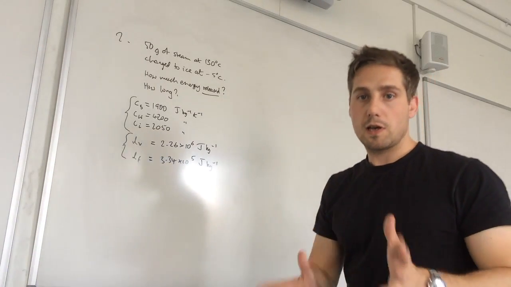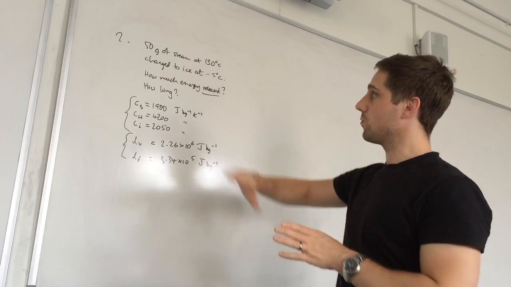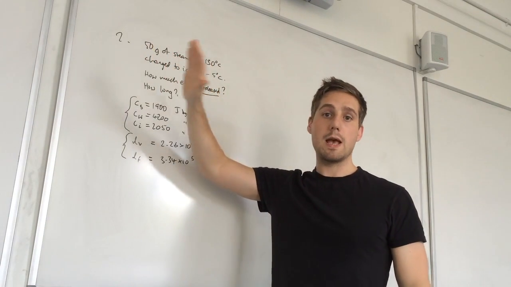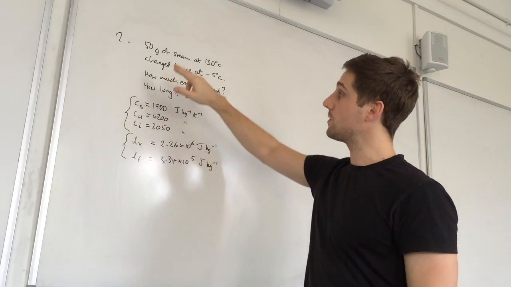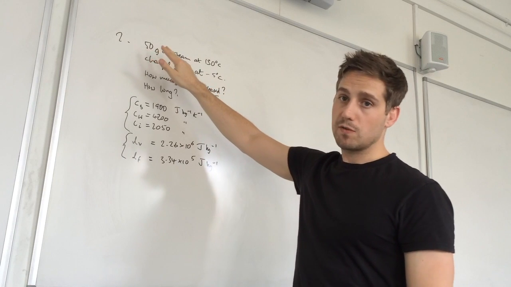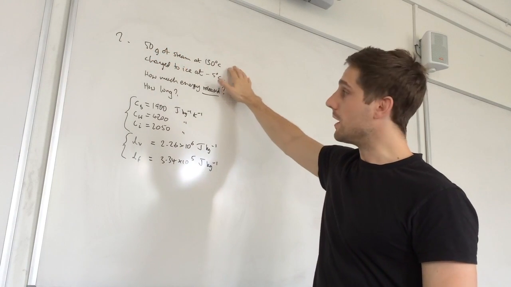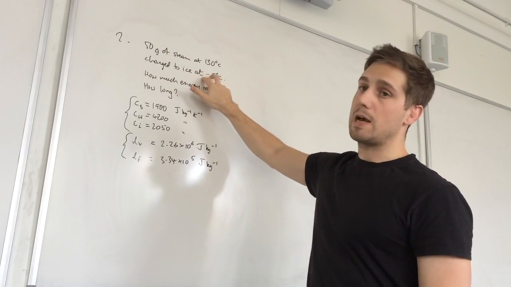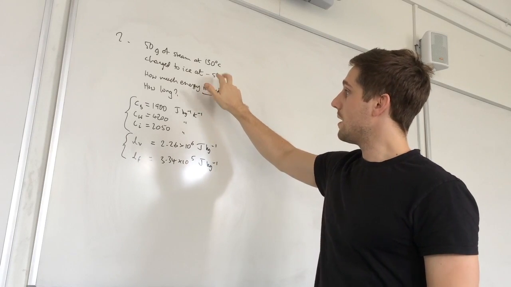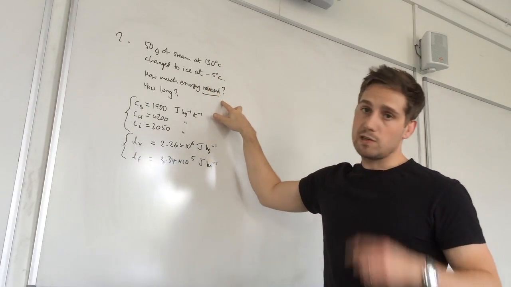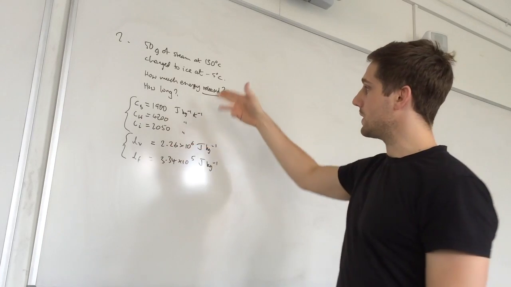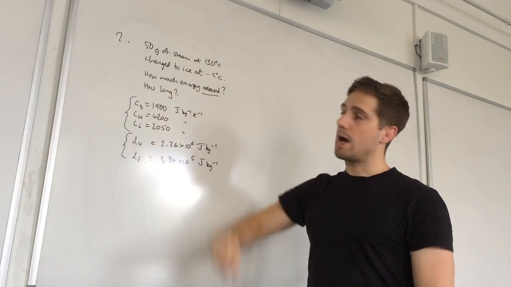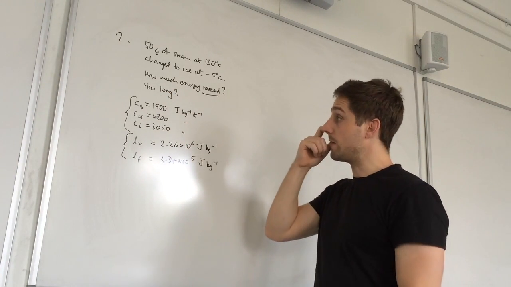Right, this is the second preliminary question. The question is to calculate how much energy is released if we have 50 grams of steam at 130 degrees C and it's changed to ice at minus 5 degrees C. So we need to work out how much energy is released. Here, because it's cooling down, it's releasing energy. And how long does it take? So we need to work out a time value here.